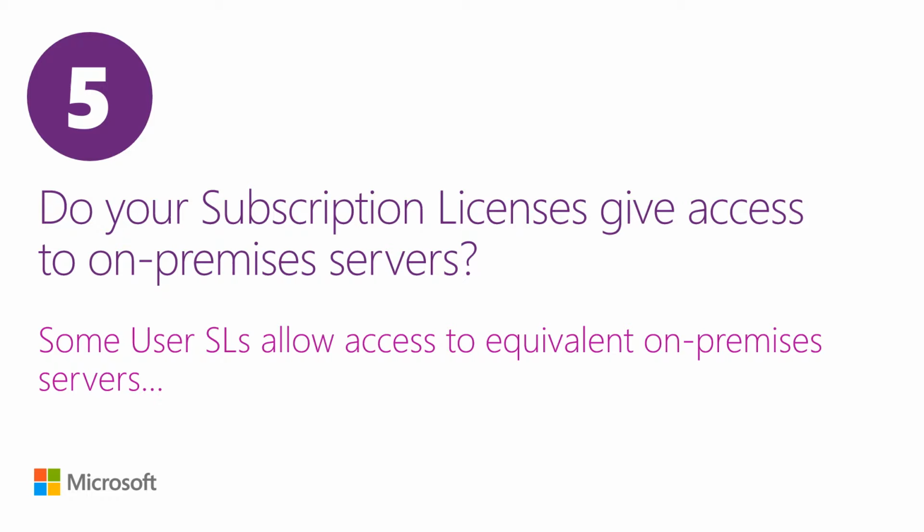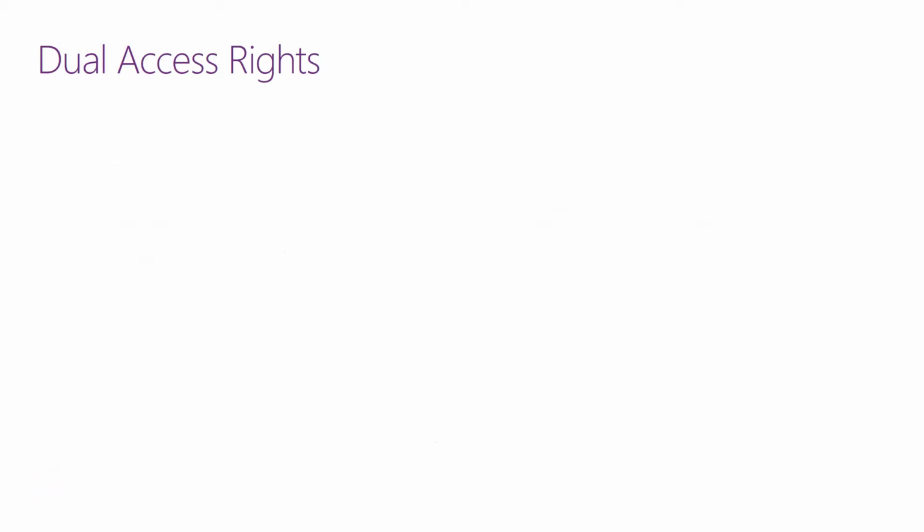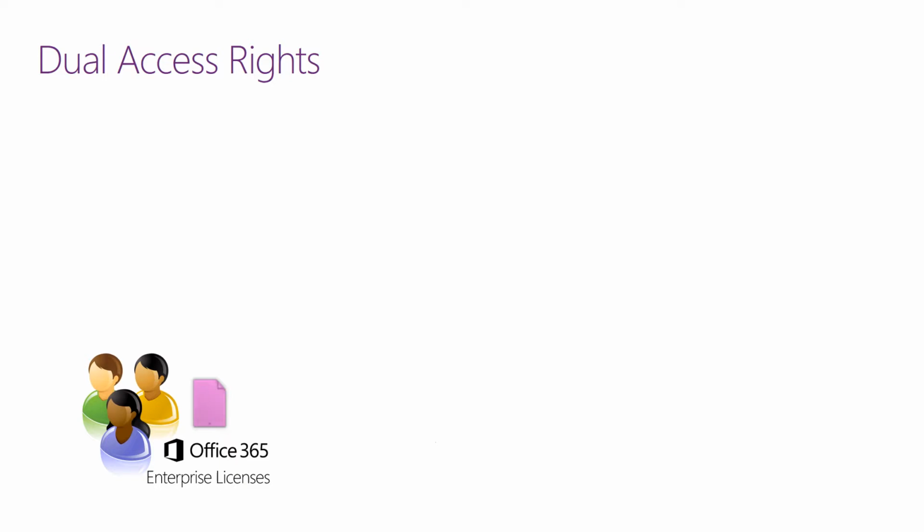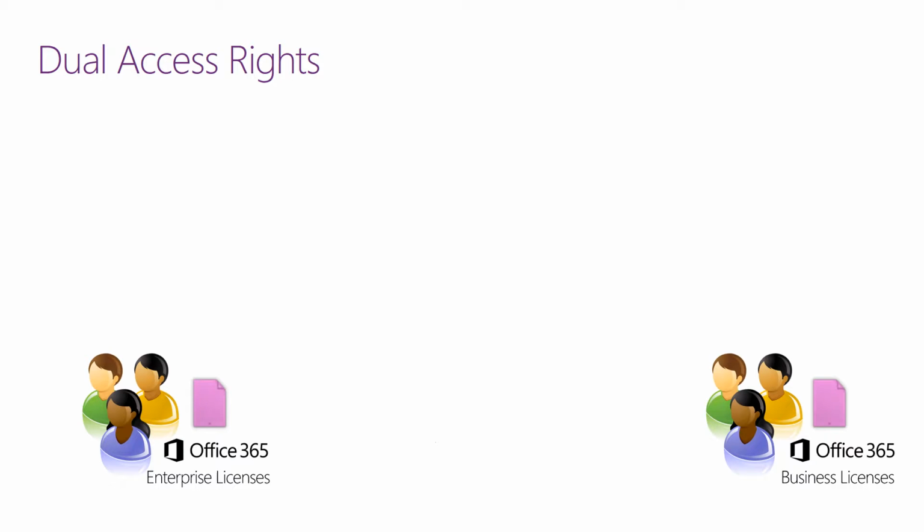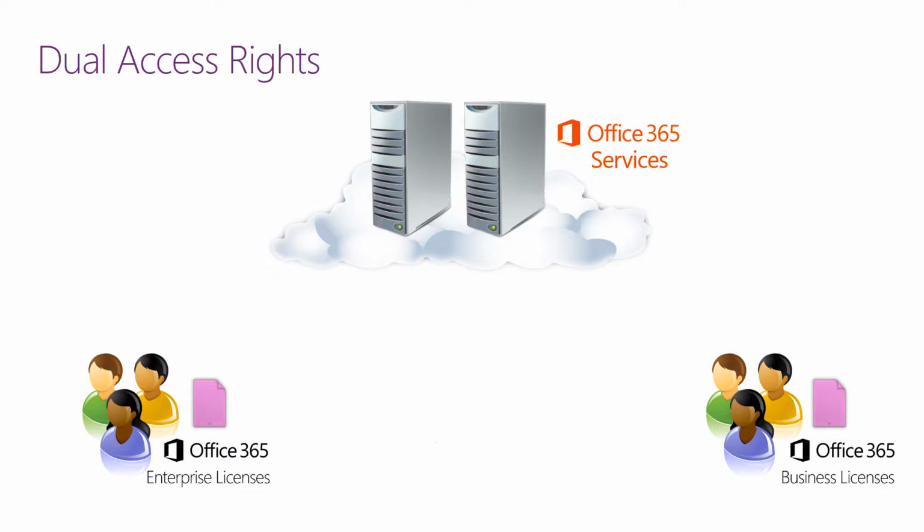As usual, let's take an example. What we're talking about here is something called dual access rights, and I specifically want to consider some of the Office 365 plans. In particular, the Office 365 Enterprise plans, so that's E1, E3 and E5, and the plans aimed at smaller businesses, so Office 365 Business Essentials and Business Premium. Here we have the Office 365 services in the cloud, and the users on the left licensed with Office 365 Enterprise licenses, and those on the right with Office 365 Business licenses both have access to the cloud services, as indeed we would expect.